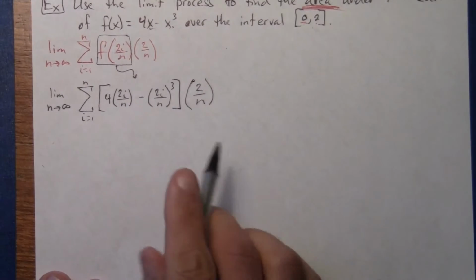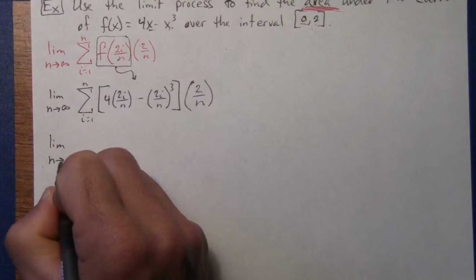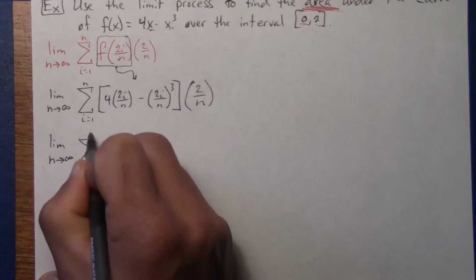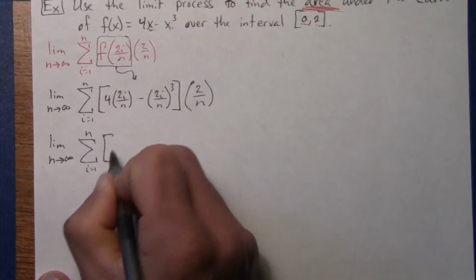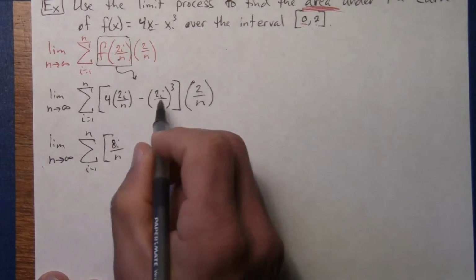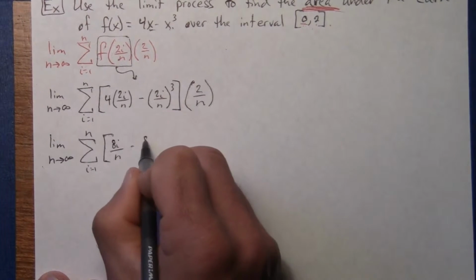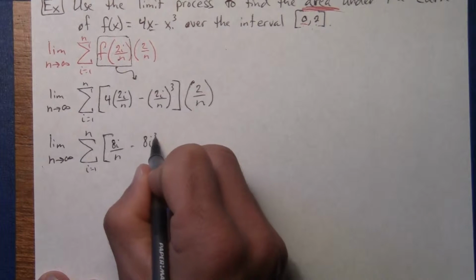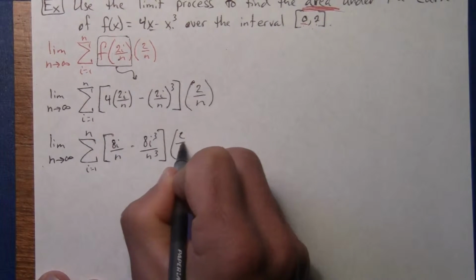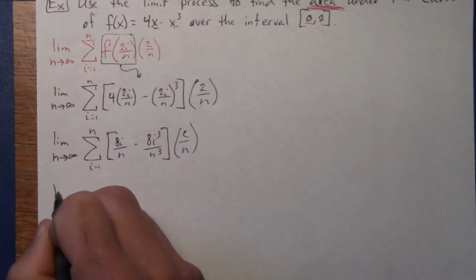Now I'm going to continue to simplify as far as I can. So I've got the limit as n approaches infinity of the sum as i goes from 1 to n. Inside that bracket, it looks like I have 8i over n if I multiply and simplify the first term. These are all being multiplied and divided, so I can cube them all separately. So it's going to be 2 cubed, i cubed, and n cubed.